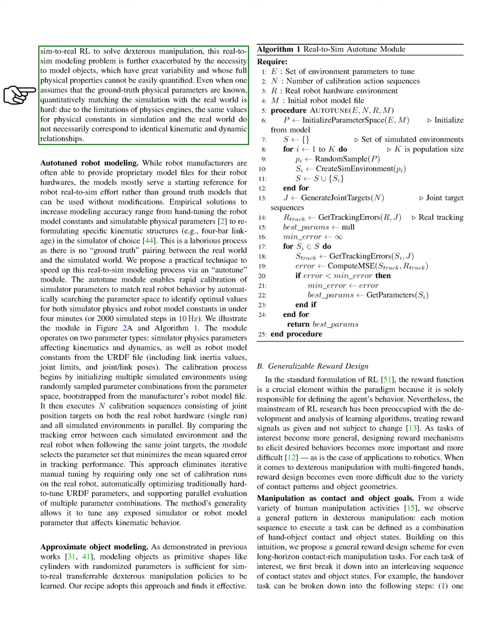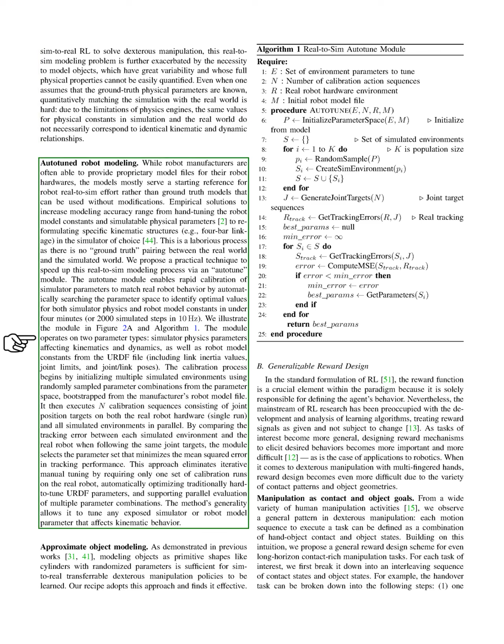To improve modeling accuracy, we propose a practical technique called the AutoTune module. This module accelerates the real-to-sim modeling process by quickly calibrating simulator parameters to match the behavior of real robots. It automatically searches for optimal values for both simulator physics and robot model constants in under 4 minutes. The AutoTune module works with 2 types of parameters: those affecting kinematics and dynamics in the simulator, and robot model constants from the URDF file, such as link inertia and joint limits.